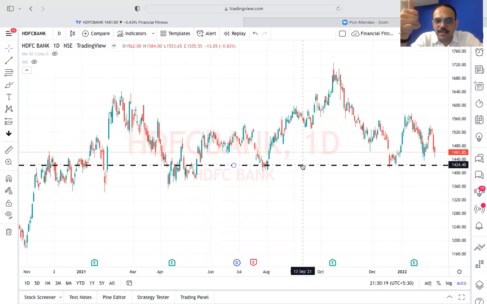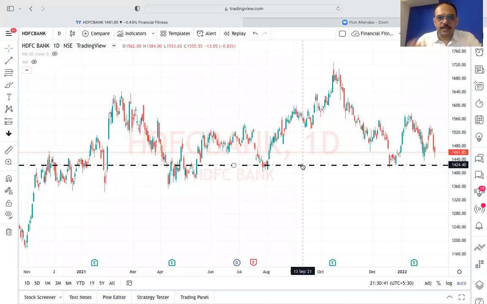Clear? Everyone clear how I'm drawing the support level? So far, so good? Only two people are saying yes. Hello? Yes? Okay.